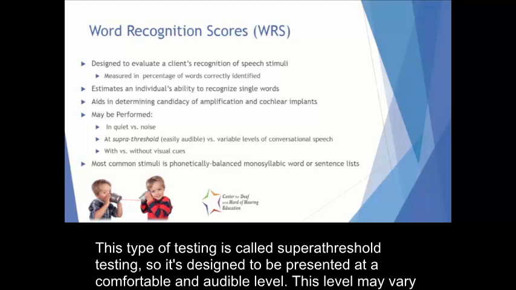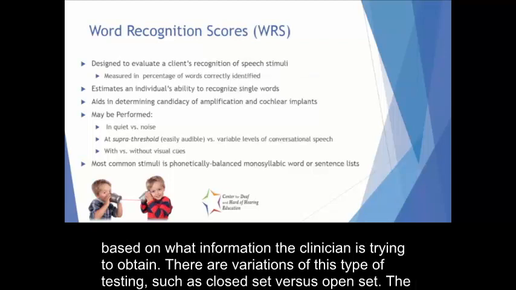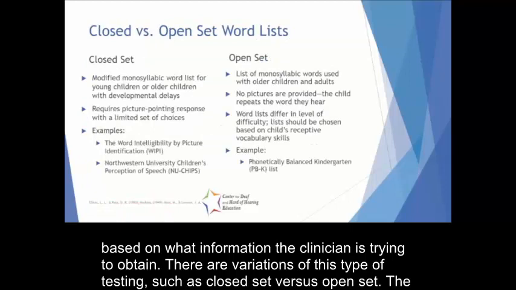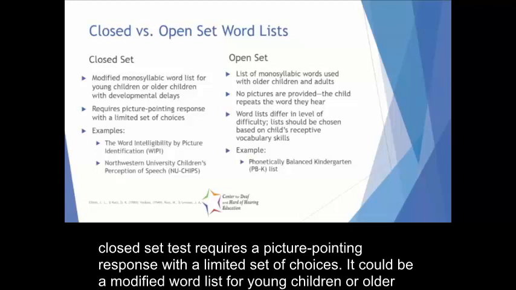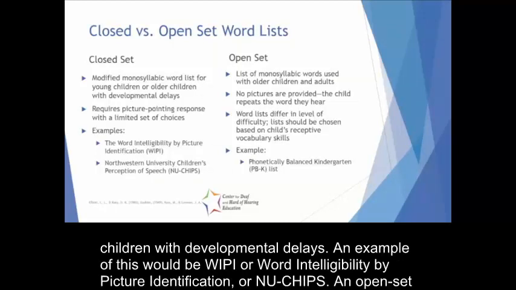So it's designed to be presented at a comfortable and audible level. This level may vary based on what information the clinician is trying to obtain. There are variations of this type of testing, such as closed set versus open set. A closed set test requires a picture pointing response with a limited set of choices. It can be a modified word list for young children or older children with developmental delays. An example of this would be the WIPI, or word intelligibility by picture identification, or NU chips.